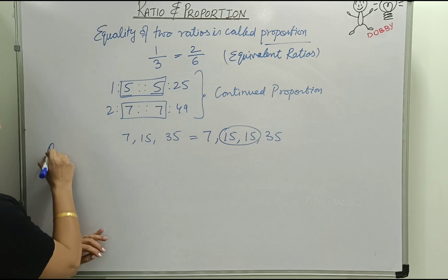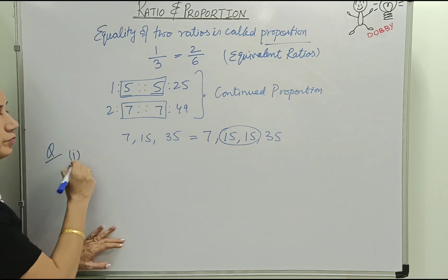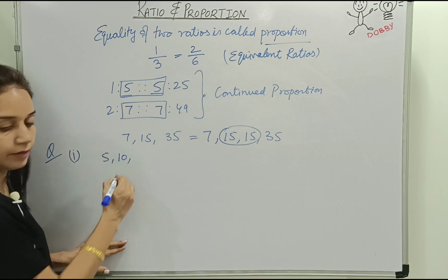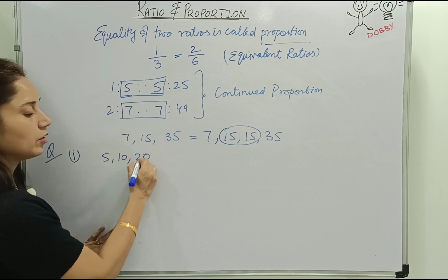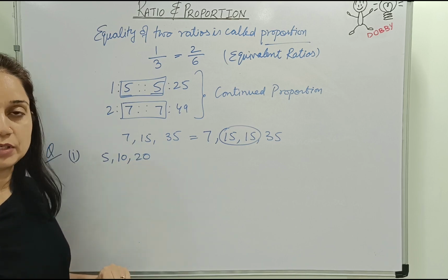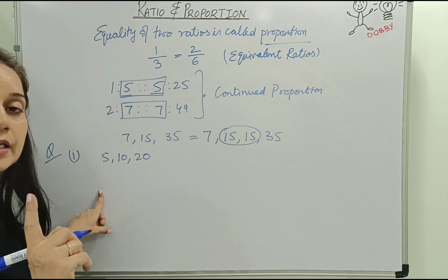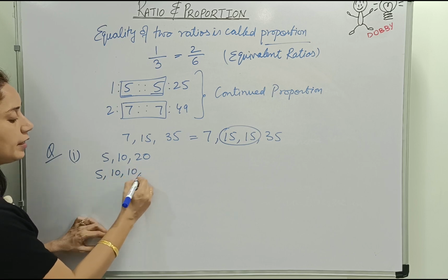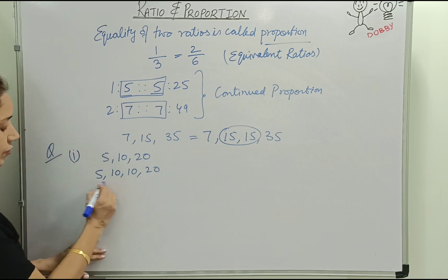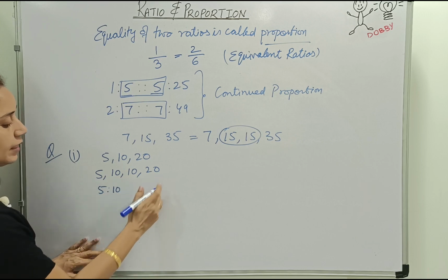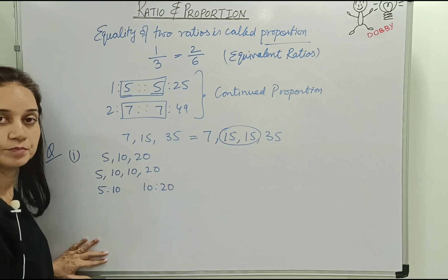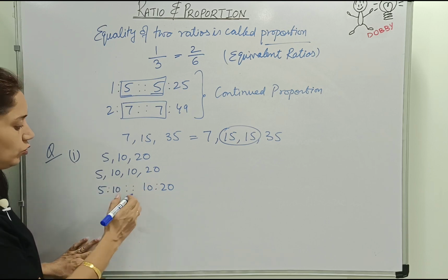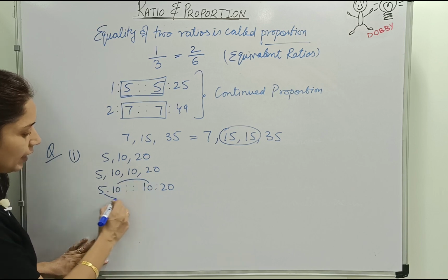Let us do one of the question. First part. Let the numbers given are 5, 10 and 20. We have to check whether these 3 given numbers are in continued proportion. So first thing, second and third term will be repeated. So 5, 10, again 10 and 20. Let us write the first 2 numbers in the ratio and next 2 numbers also in the ratio form. Now, symbol of proportion. First ratio, proportion, second ratio. Middle terms product, extreme terms product.